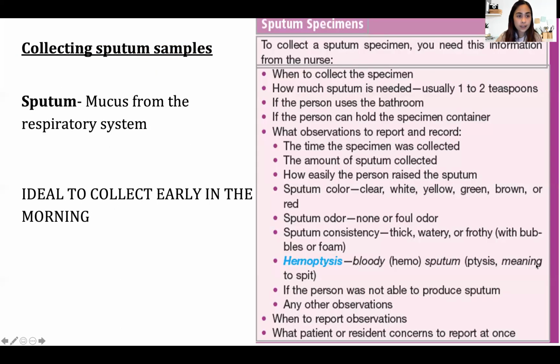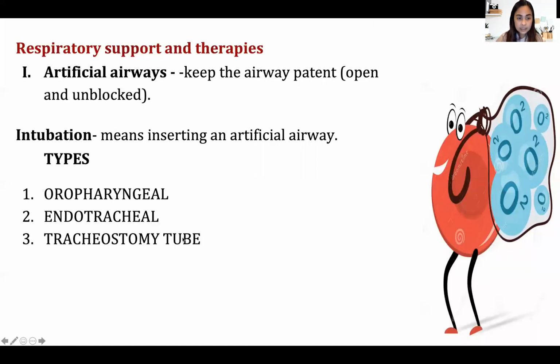So this is how you collect, or what are the informations you need to have if you are collecting sputum specimens. Next, respiratory support and therapies.